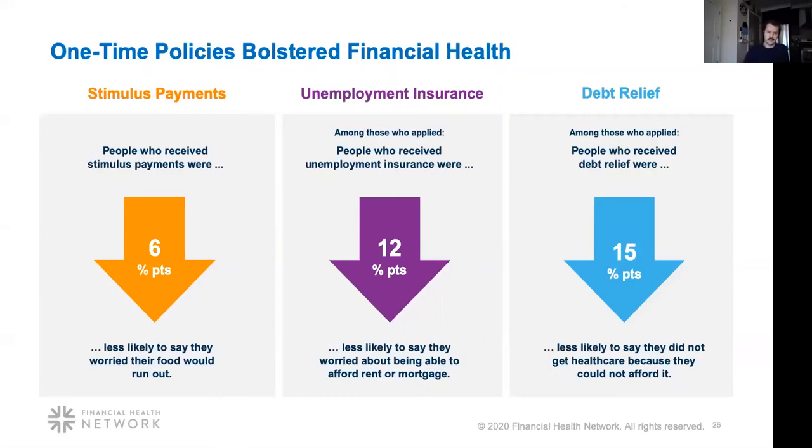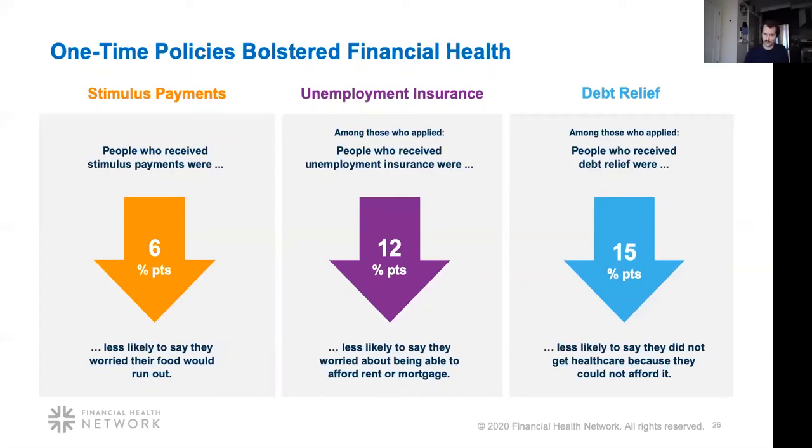So we looked at the assistance provided to individuals and how that helped protect recipients from greater financial challenges across a couple of dimensions. We saw that people who received stimulus payments were 6 percentage points less likely to say they were worried that their food would run out after controlling for other household factors like income and number of children under the age of 18, relative to those who had not received stimulus payments.